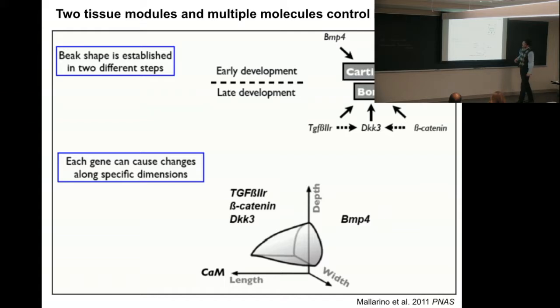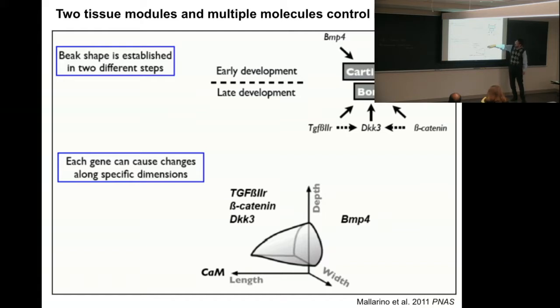If you look at the mechanisms that control the shape of the bill, we found that early on it is all built of cartilage, which is controlled by molecules like BMP4 and calmodulin. BMP4 primarily controls the depth and the width of the bill. Calmodulin controls the length of the bill, again controlling the cartilage elements, which are then later surrounded and functionally replaced by bone, which is regulated by its own set of molecules, which are functional later in development.